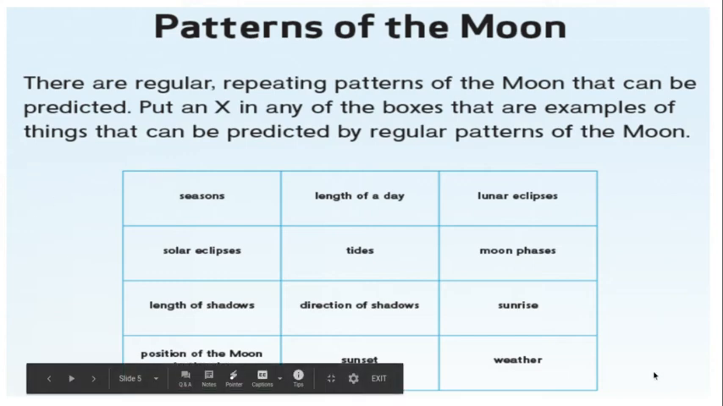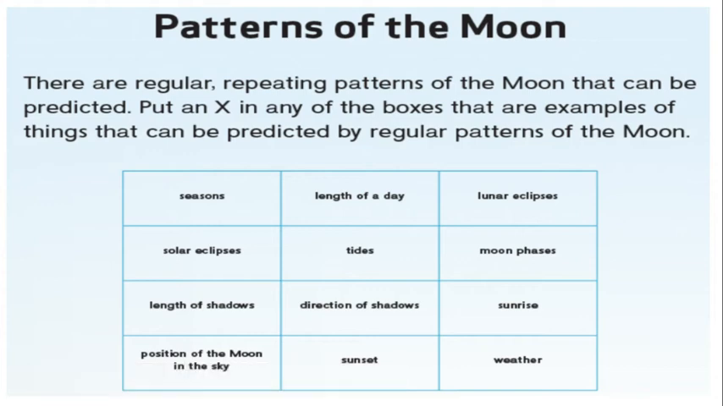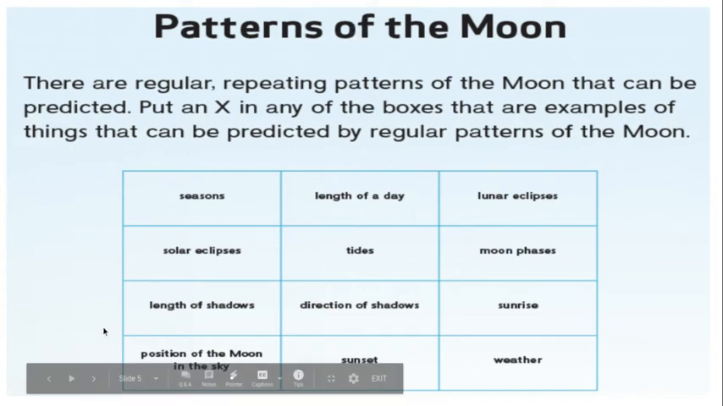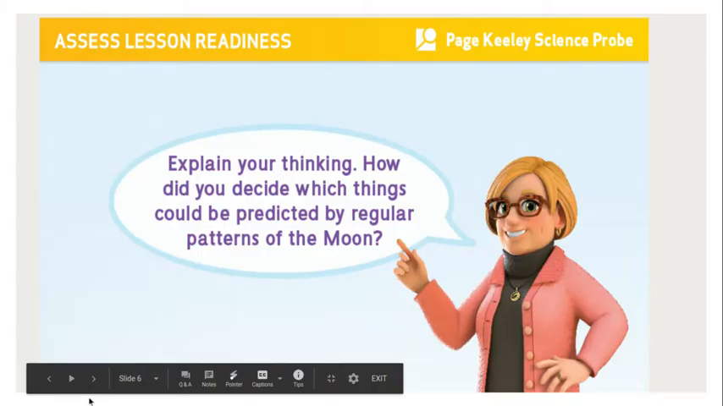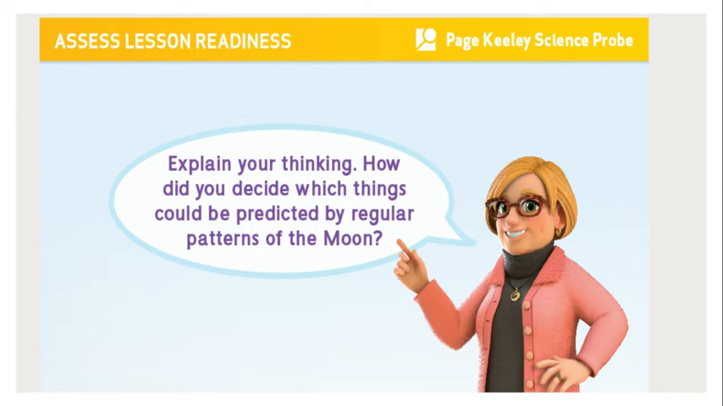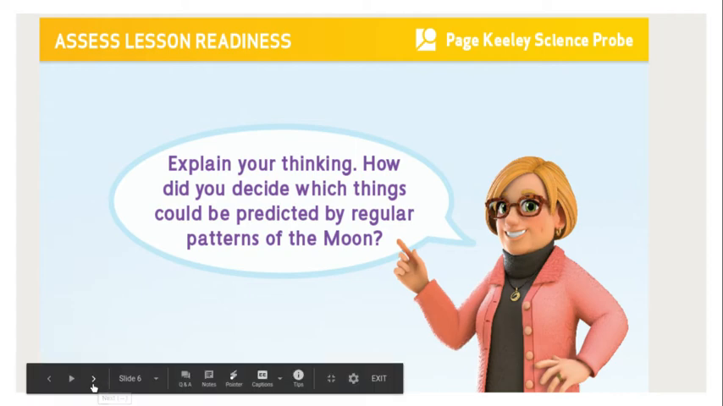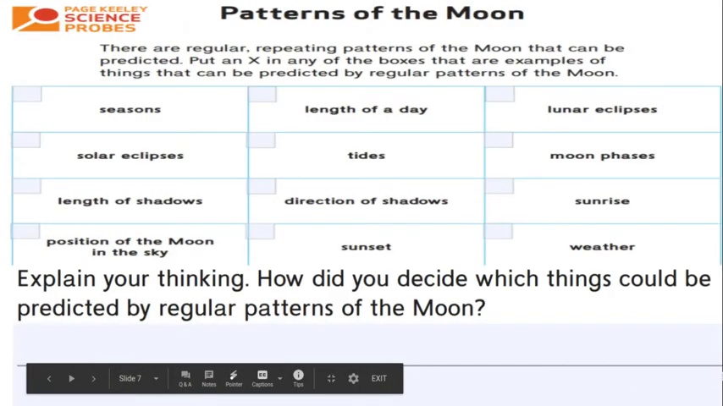So the first column here, we have seasons, solar eclipses, the length of shadows, position of the moon in the sky, length of a day, tides, direction of shadows, sunset, lunar eclipses, moon phases, sunrise, and weather. So you are going to explain your thinking and how did you decide which things could be predicted by regular patterns of the moon? Okay, so here is our Page-Keeley probe again.